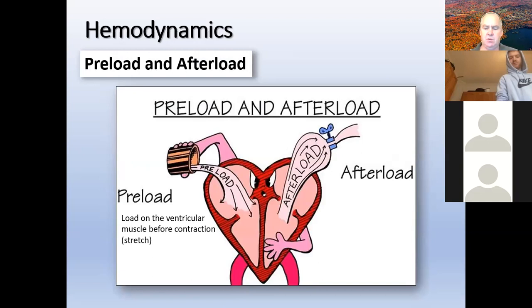And afterload is the load on the muscle as it's contracting. So these are terms, preload and afterload, that you see a lot in the literature and in textbooks, so we need to define this as well. Your preload is venous return, basically. The more venous return you have, the more stretch on the muscle, and that's your preload. Afterload is total peripheral resistance. So what is the blood pressure that the heart is squeezing against in order to get the blood out?